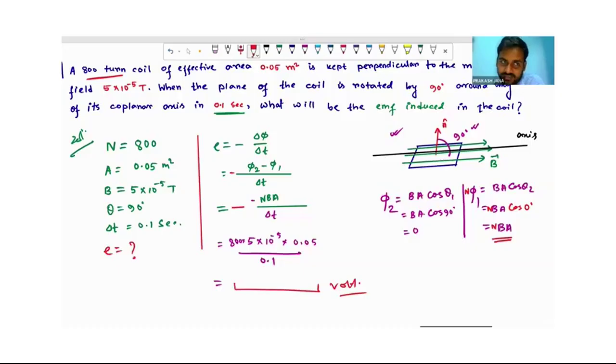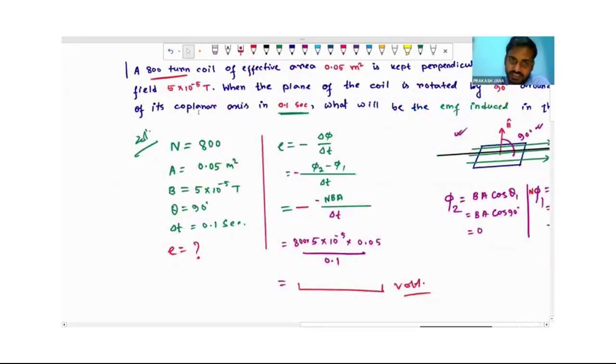Okay, so this was all about Faraday's law, Lenz's law, and the application of these two laws. Okay, thank you. I hope all of you have understood this well.